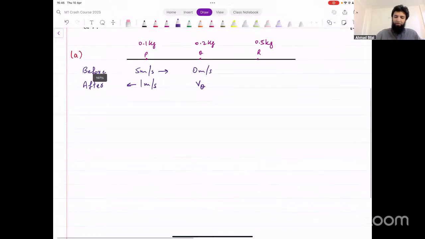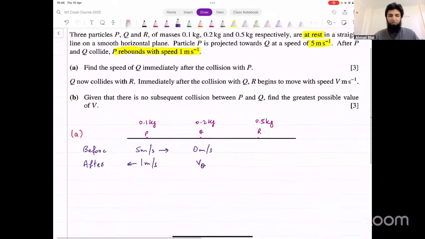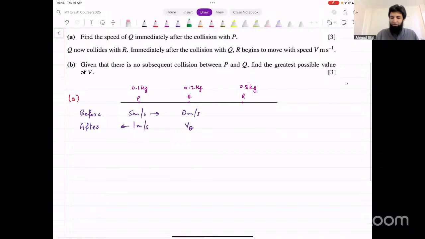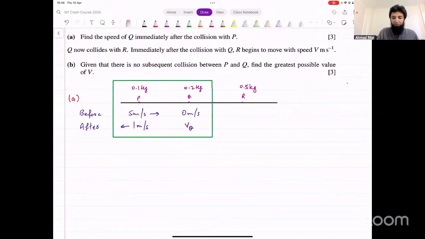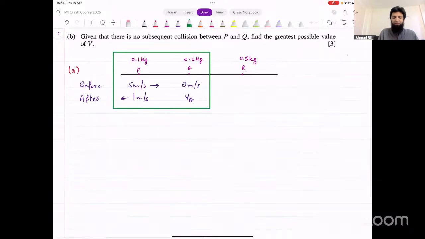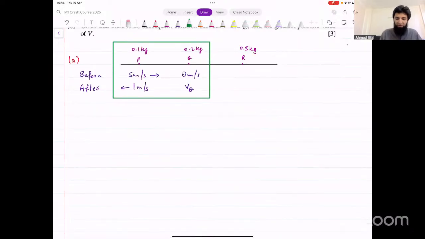Now, R is at rest. It was at rest before the collision, and it's at rest after the collision as well. There's nothing that's changing with R, so we don't have to worry about that. Just apply conservation of momentum on particles P and Q. Let's just focus on them. R was at rest and it remains at rest, so we can just ignore that for this first collision. So we can say momentum before collision should equal momentum after collision.